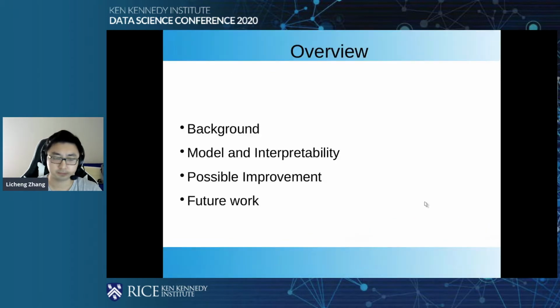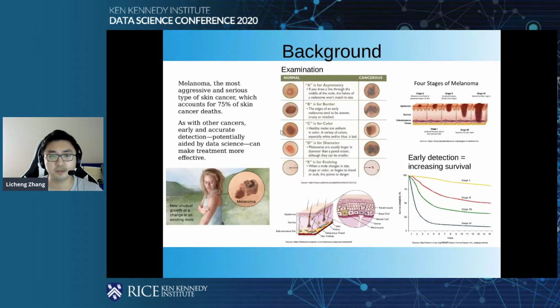So here's the overview for this talk. This study is about melanoma classification. A little bit of background about melanoma. Melanoma is one of the most aggressive and serious types of skin cancer in the world, and it accounts for 75% of skin cancer deaths. Melanoma comes from a normal cell called the melanocyte, which is in the epidermis. When this melanocyte becomes abnormal, it probably will develop into a melanoma.